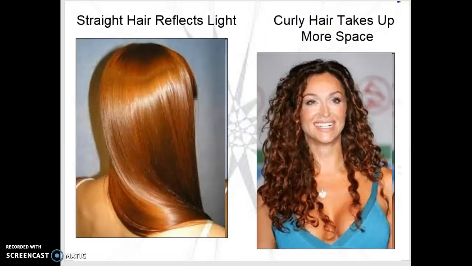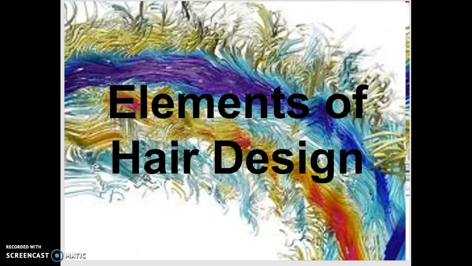Here's some examples. So as you can see in the straight hair, it reflects the light, so it looks very shiny. Where when you see the curly hair, it takes up more space. Elements of hair design.